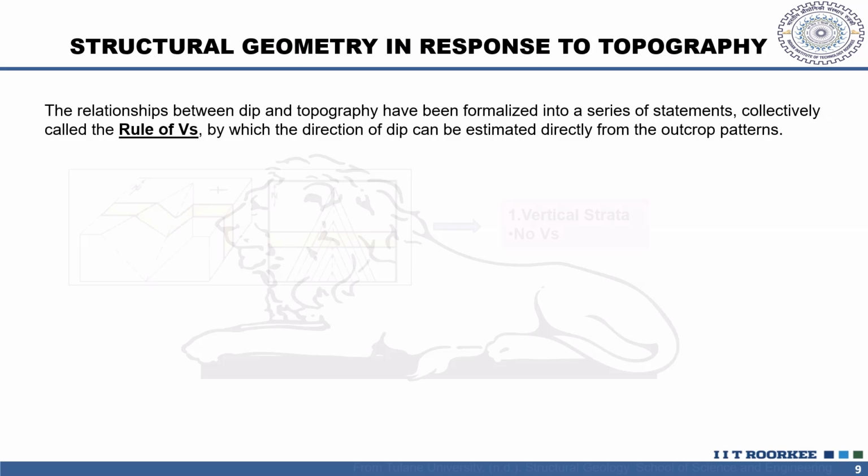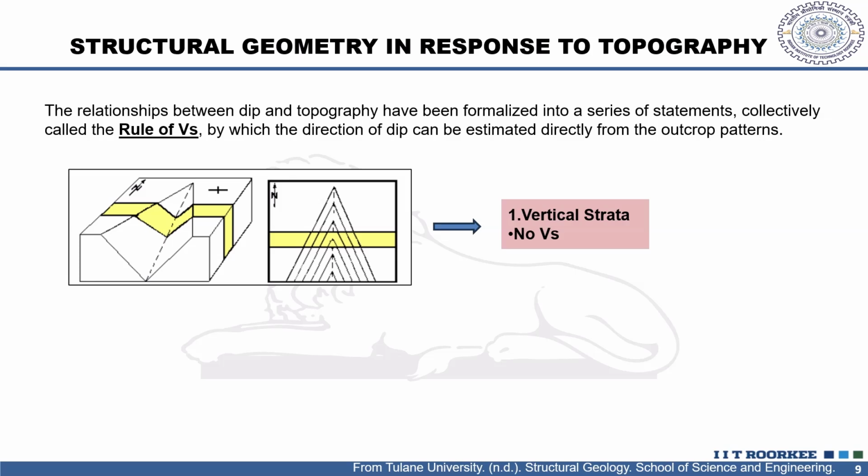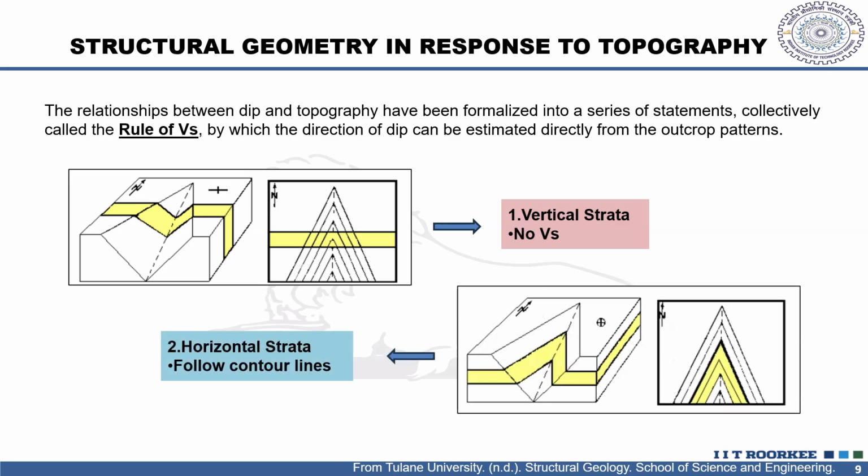Let's discuss them. First, vertical strata, where there is no dip. The strata are vertical, and such layers cut across topography without forming V shapes. You can see there are no V's in this picture, and you will see straight vertical strike symbols and no systematic V. In the second diagram, we are talking about horizontal strata.